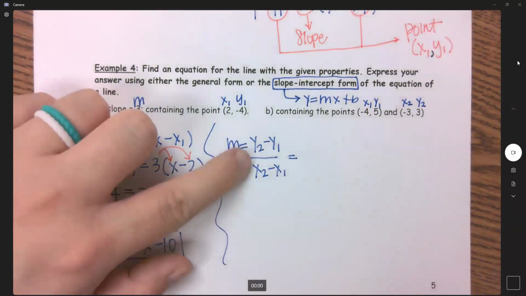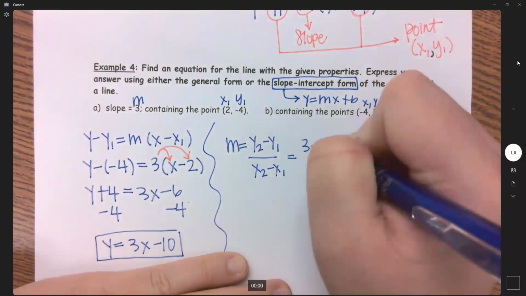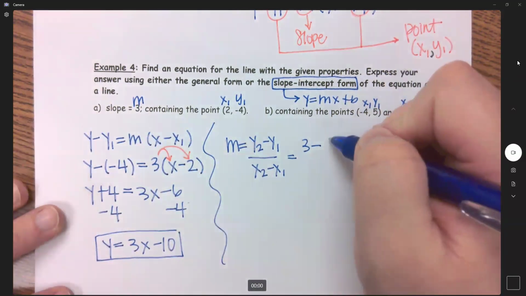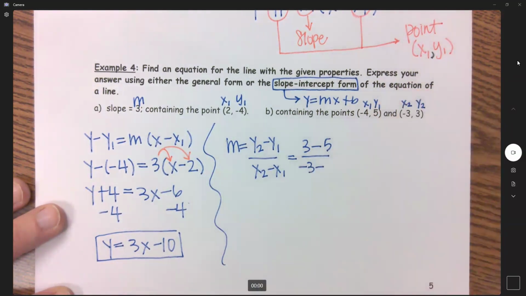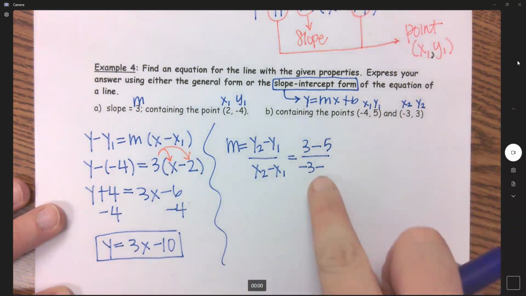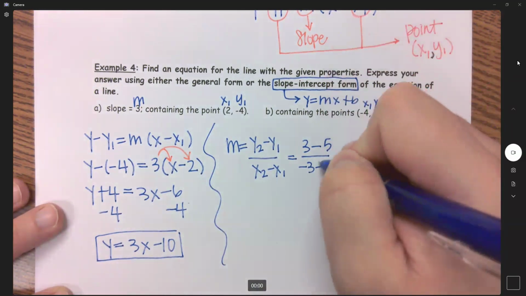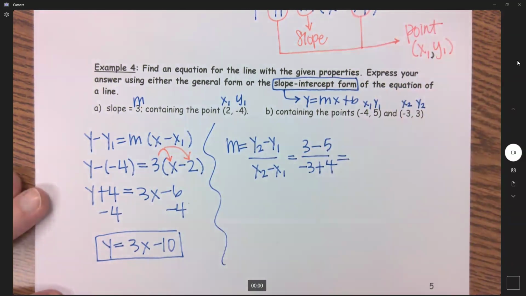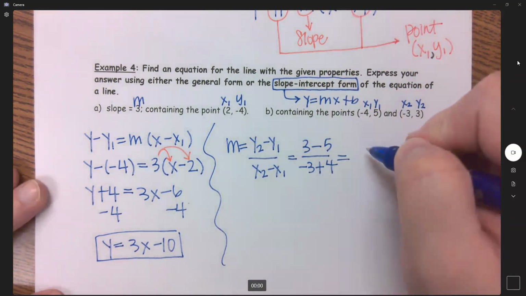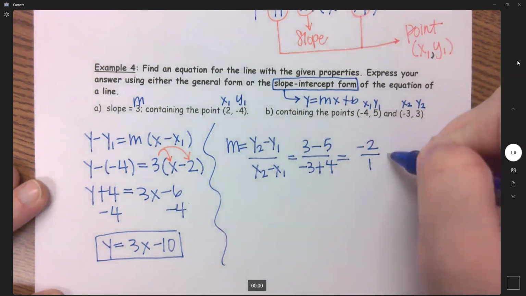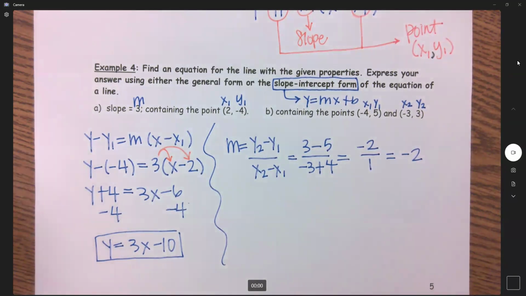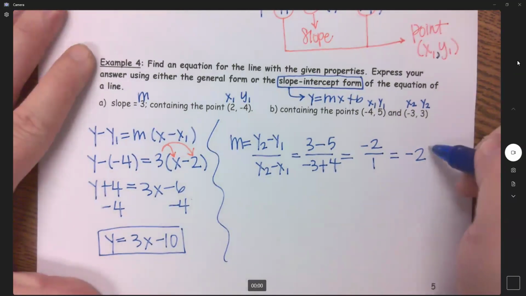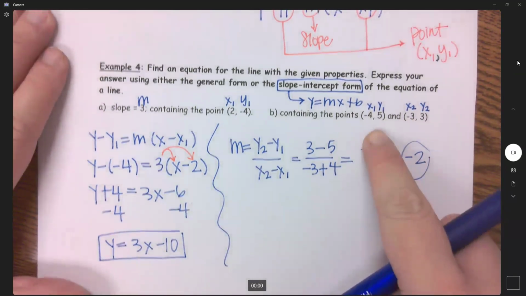Now substitute in. Y2 is 3 minus y1, which is 5. X2 is -3 minus -4. When I minus a -4, that becomes +4. So 3 minus 5 is -2 over 1. We get a slope of -2. So now I have my slope, and I actually have a surplus of points. I have a slope, and I have 2 points.